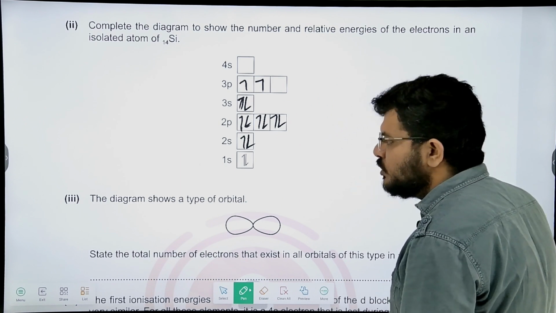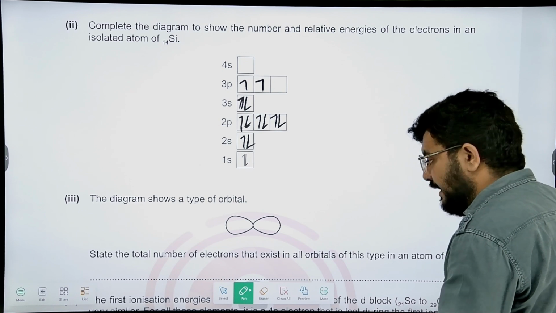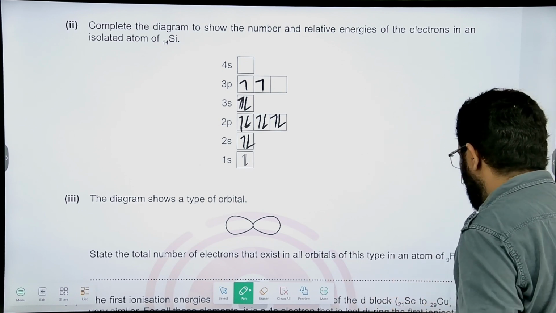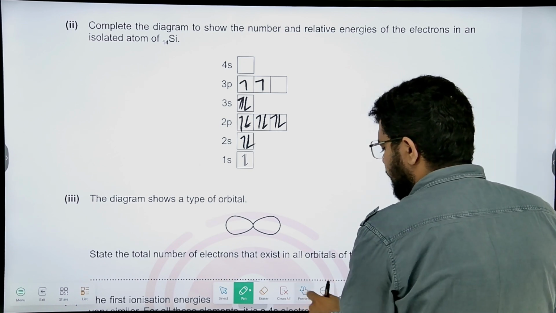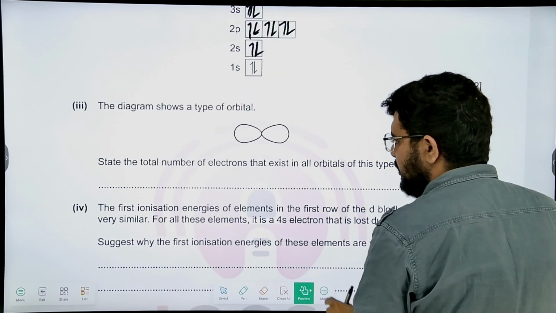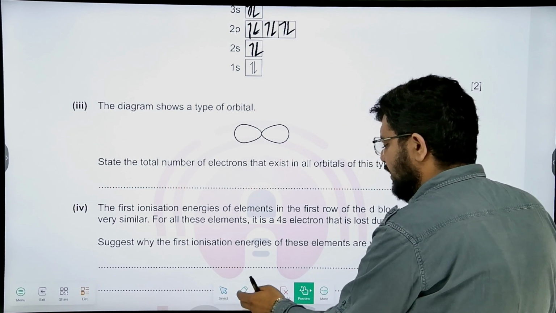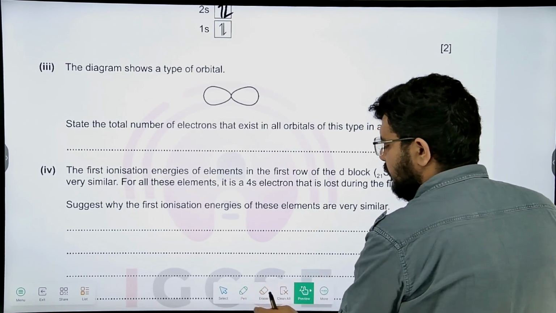The diagram shows a type of orbital. State the total number of electrons that exist in all the orbitals of this type in an atom of fluorine, not even silicon, fluorine. Now they are changing the question a little bit. The first was about krypton, then silicon, and then fluorine. So please take care that you don't write incorrect answers.